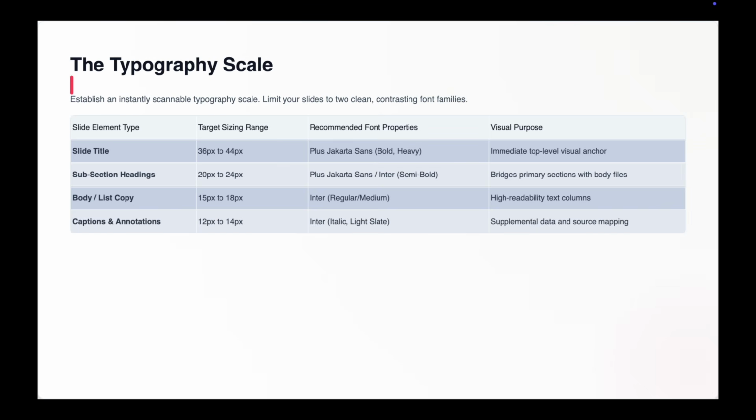When choosing font families, limit yourself to 2 clean, contrasting fonts per presentation. Avoid overly stylized script or display fonts that can be difficult to read from the back of the classroom. Stick to clean, modern sans serif fonts to ensure your slides are easily readable for all students, including those with dyslexia or visual impairments.